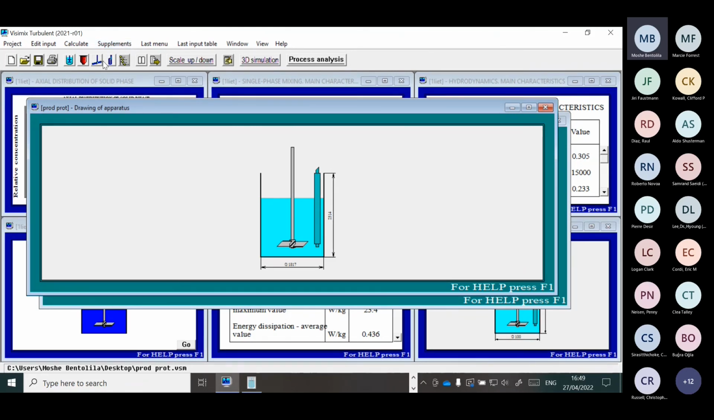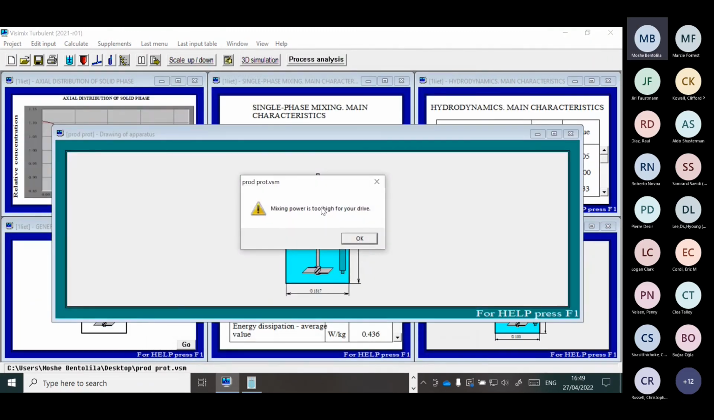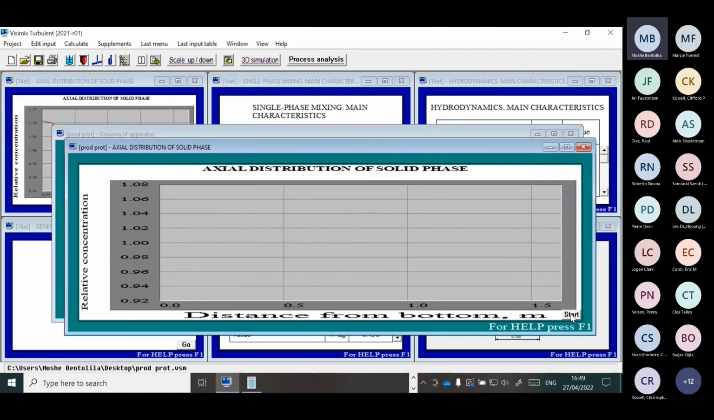One way is to change the RPM. For instance, I go to, let's say, 40, okay? But, okay, we have other problem with the mixing power, but we don't have problems about the solid distribution. We have no solids in the bottom, and we have 8% instead of 10%. It seems to be very, very similar.